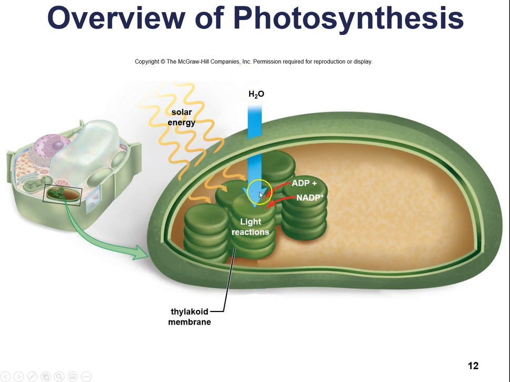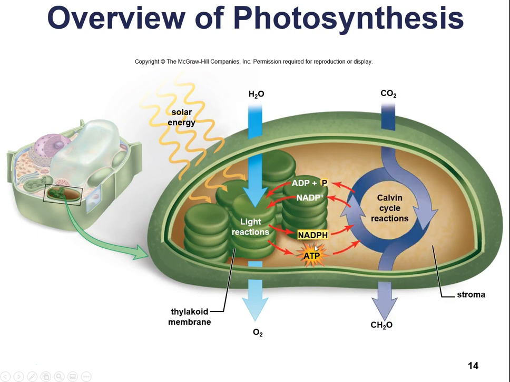You can see water's going in here. And what is the output? It's energy, in the form of NADPH and in the form of ATP. Oxygen is also released, but that's essentially just a byproduct. So solar energy came in, water came in, and energy was produced. Where's that energy going to go? It's going to go into the Calvin cycle to drive the Calvin cycle reactions.